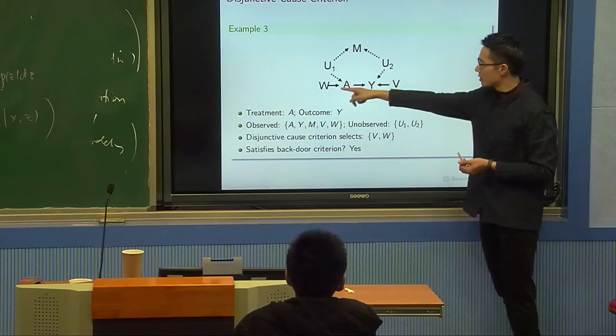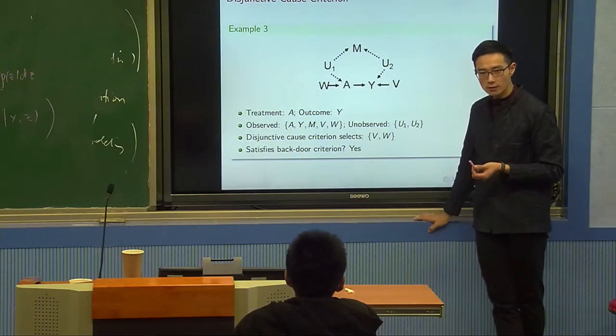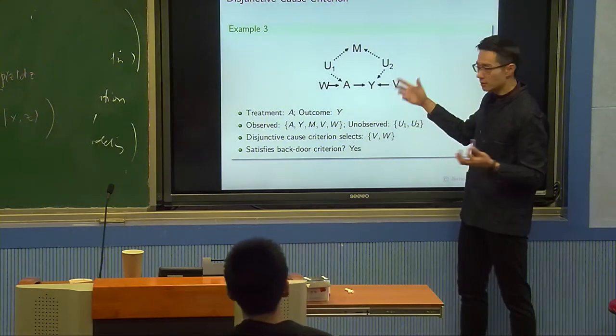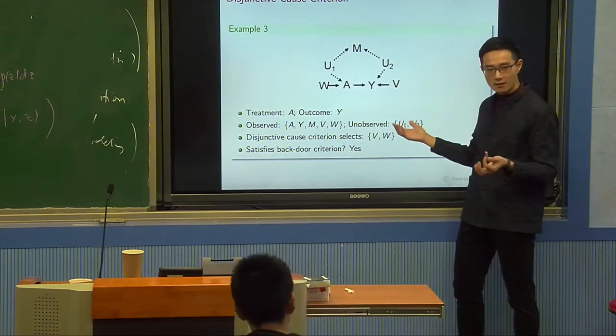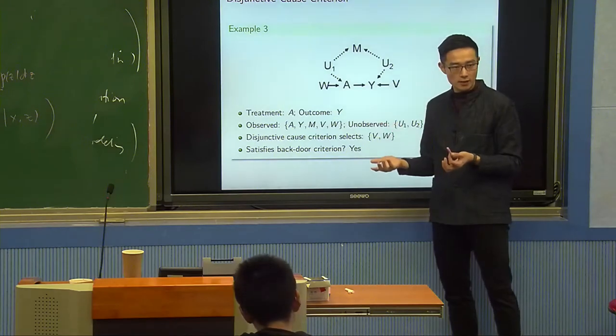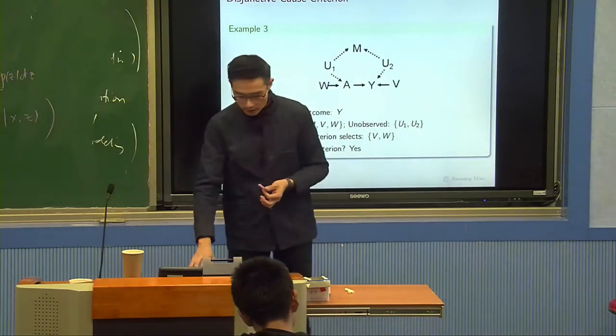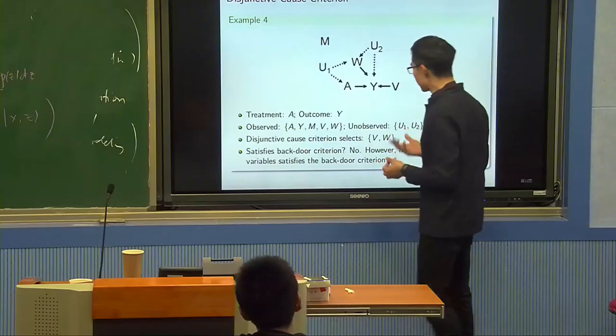The question is, do V and W satisfy the backdoor criteria? Yes. Because conditional on them, it does nothing. But still it satisfies the backdoor criteria in the sense that there's no open backdoor. So it still satisfies the backdoor criteria. And then finally, here's the thing.